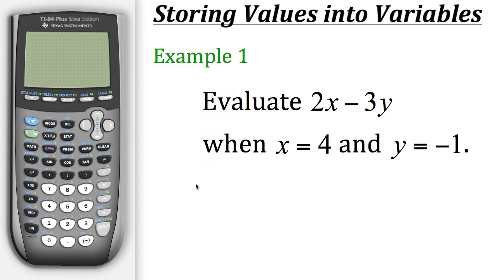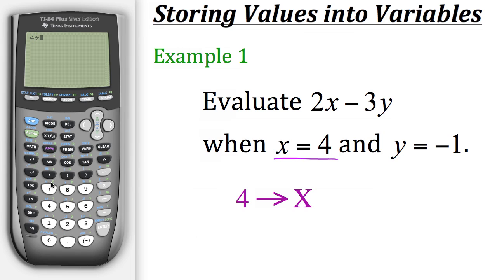Well, one way we could do this on our calculator is to actually store these values into their respective variables. For example, we could store our x value of 4 into the letter x on our calculator. So in order to put this on our calculator, we first type in 4, and then we need to hit the store button, which is down here in the bottom left corner. Now you'll notice on our home screen, it's represented by an arrow.